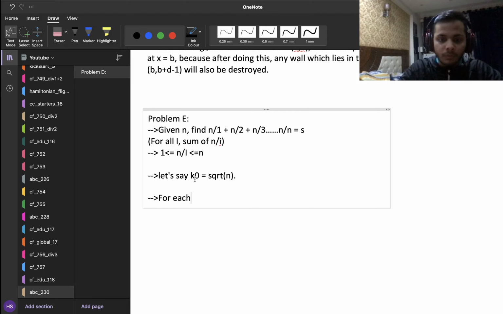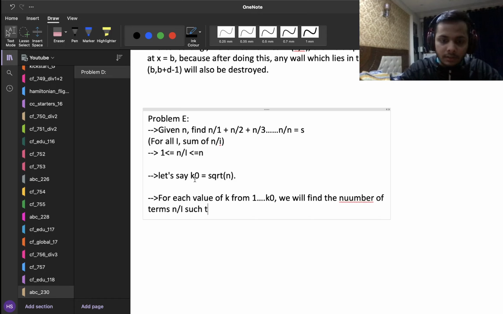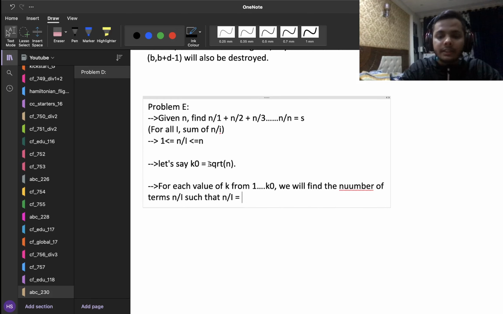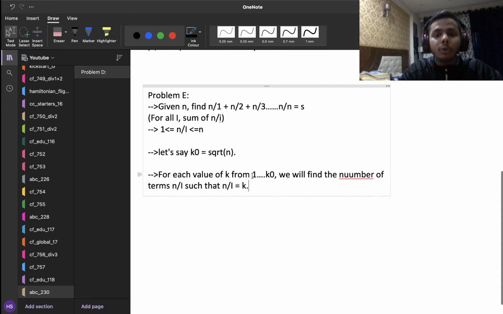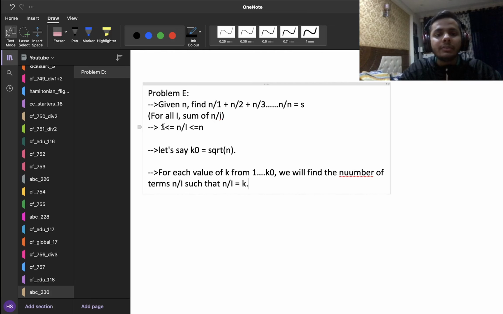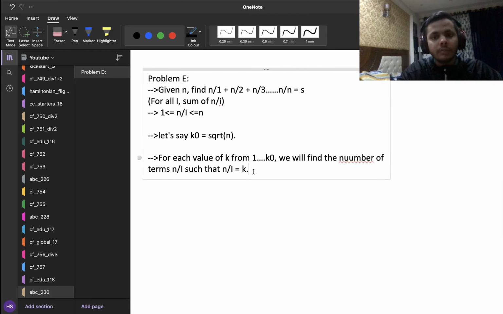So for each value of k from 1 to k naught, we will find the number of terms n by i such that n by i is equal to k. Now pay attention, I'm only going from 1 to k naught. I know that these terms will go from 1 to n. So I'm breaking down my solution into two parts. The first part is for those values which are from 1 to k naught. And the second part is for those values which are greater than k naught, that is from k naught plus 1 to n.